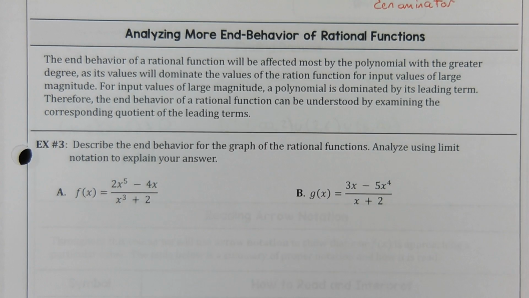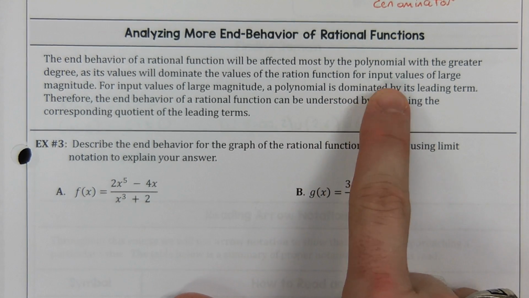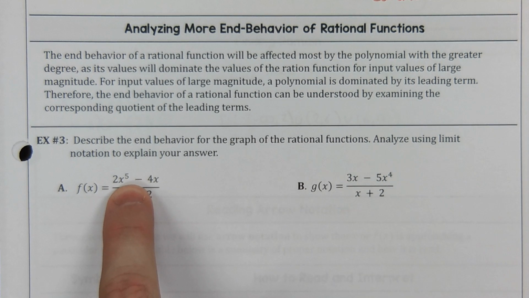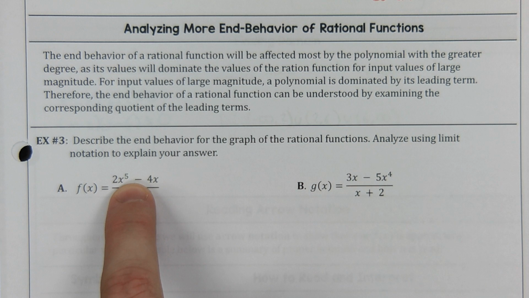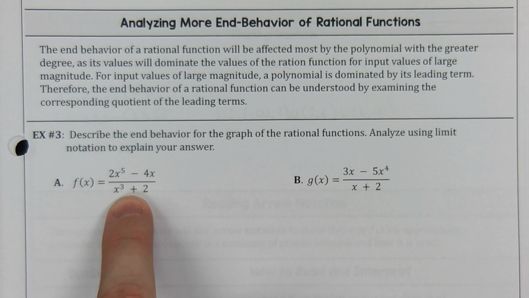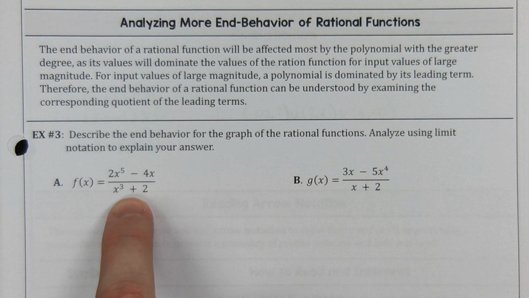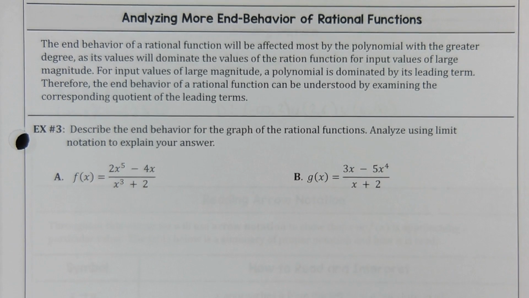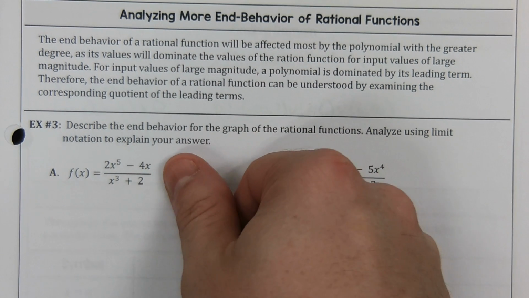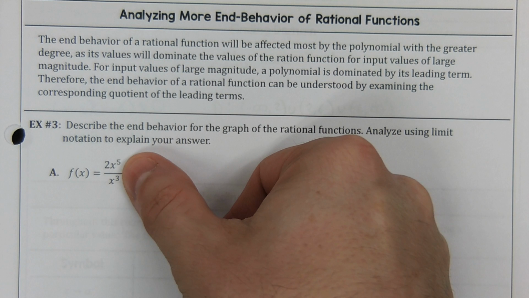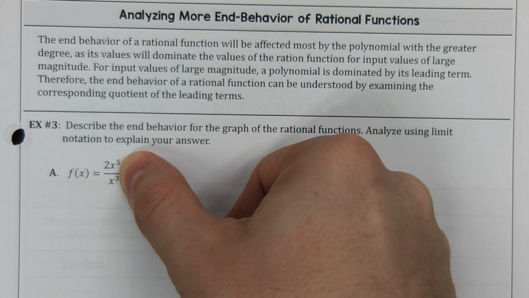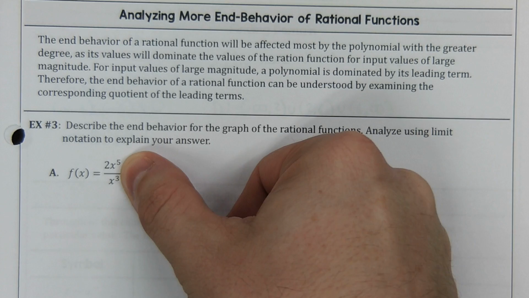For input values of large magnitude, that means towards positive or negative infinity, a polynomial is dominated by its leading term. So this thing on top looks more and more like a 2x to the fifth as x gets ridiculous. This thing on the bottom looks more and more like an x to the third without the plus 2 as x gets bigger and bigger. What that means is we could say as x grows in magnitude without bound, so to positive infinity or negative infinity, the graph of this thing starts to look more and more like that, because its y values begin to be dominated by the leading term.